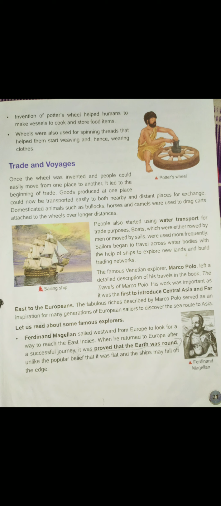People also started using water transport for trade purposes. Boats, which are either rowed by men or moved by sails, are used more frequently. In waterways, people use boats for trade, and they generally use the sail or row by men. As a result, they can travel in waterways and on land, so their trade becomes very easy and very successful.